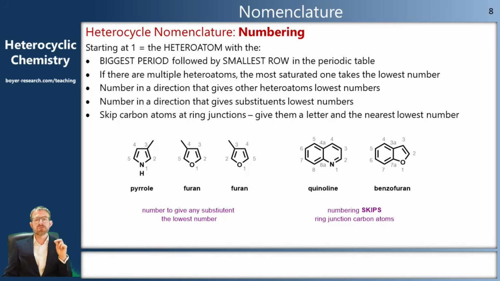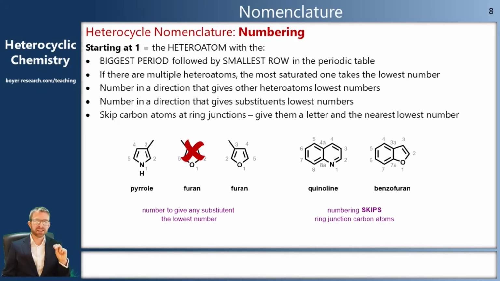We also, when we do numbering, want to try and get any substituent to be the lowest number. So in the first example, where we have a 3-methylpyrrole, that's fine. But in the second one, we've drawn a 4-methylfuran. Well, we don't really want that. It's a much lower number if we call it a 3-methylfuran. It's the same compound.